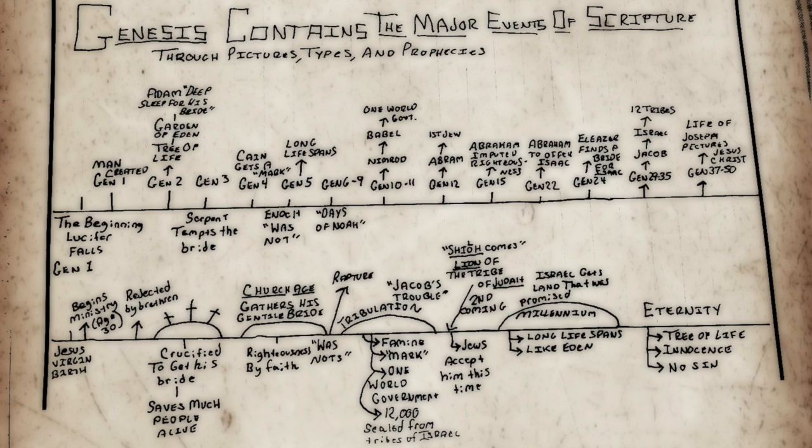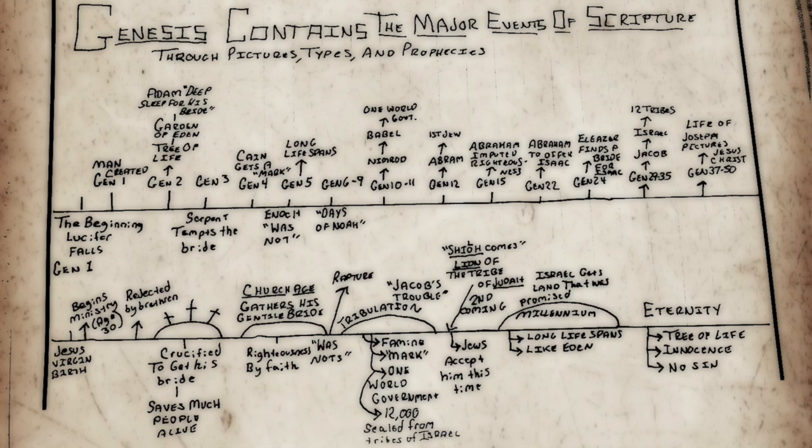It shows you that everything begins with God, as he said, I am Alpha and Omega, the beginning and the ending, the first and the last. So, in this book, our tour guide, the Lord Jesus Christ, begins his Bible with Genesis. And in Genesis, he's going to show you prophecies, pictures, and types of the rest of the major events of Scripture. So let's look at some of them.